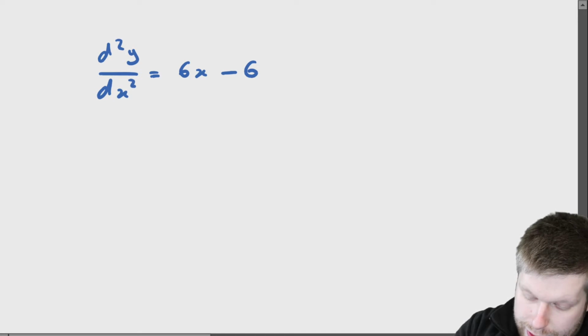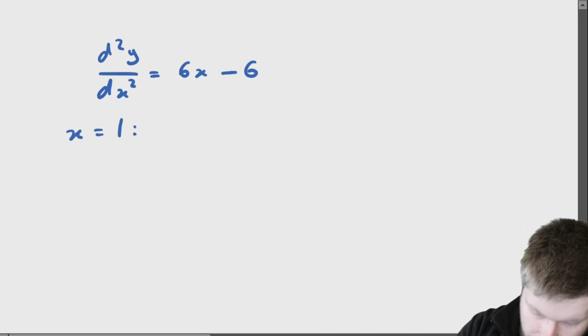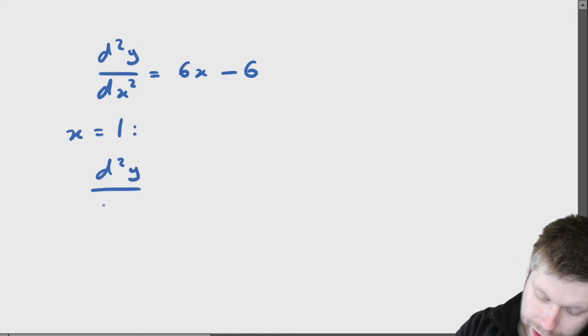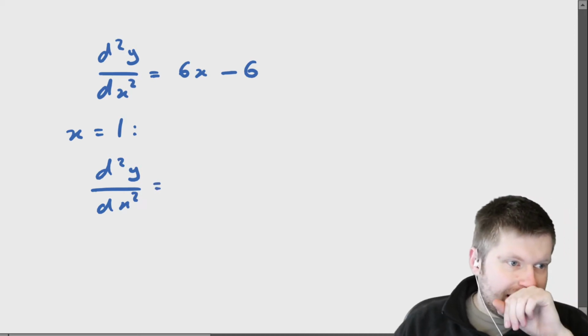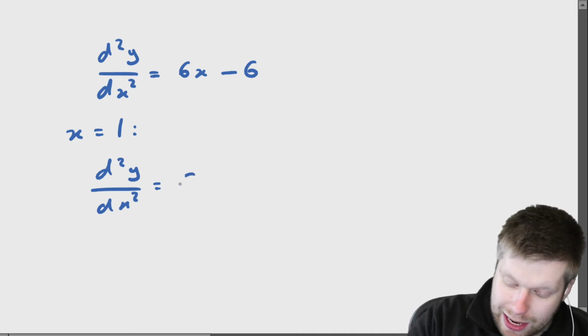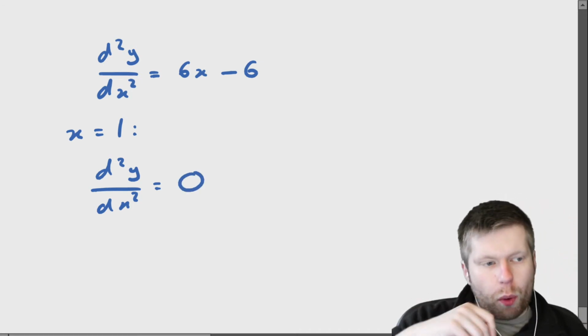Then all I need to do is stick in my stationary point, so I've got x equals 1. I'm saying d2y by dx squared. If I stick in x equals 1 in here, I get 6 minus 6, which is equal to 0. So I'm pretty sure this is going to be a point of inflection.